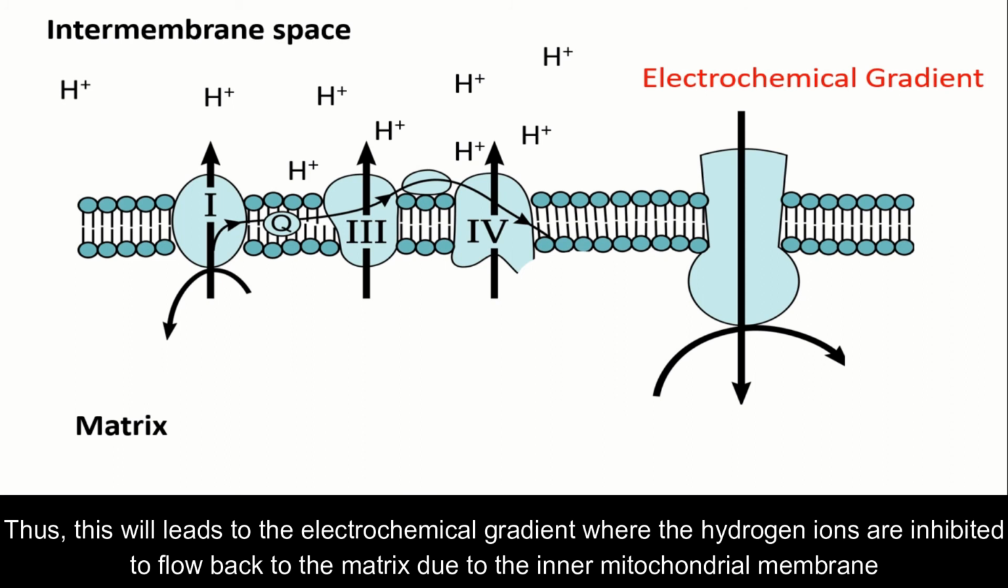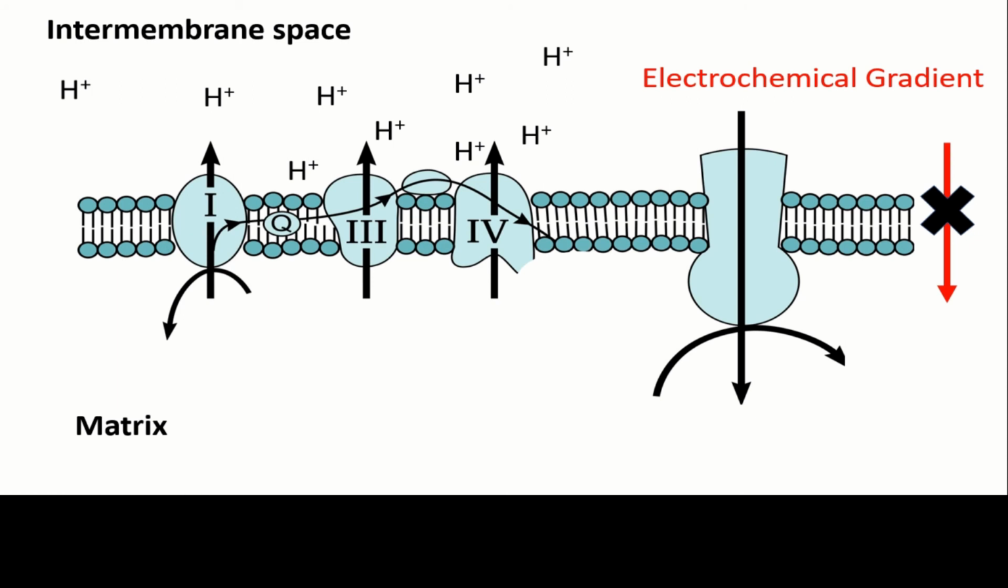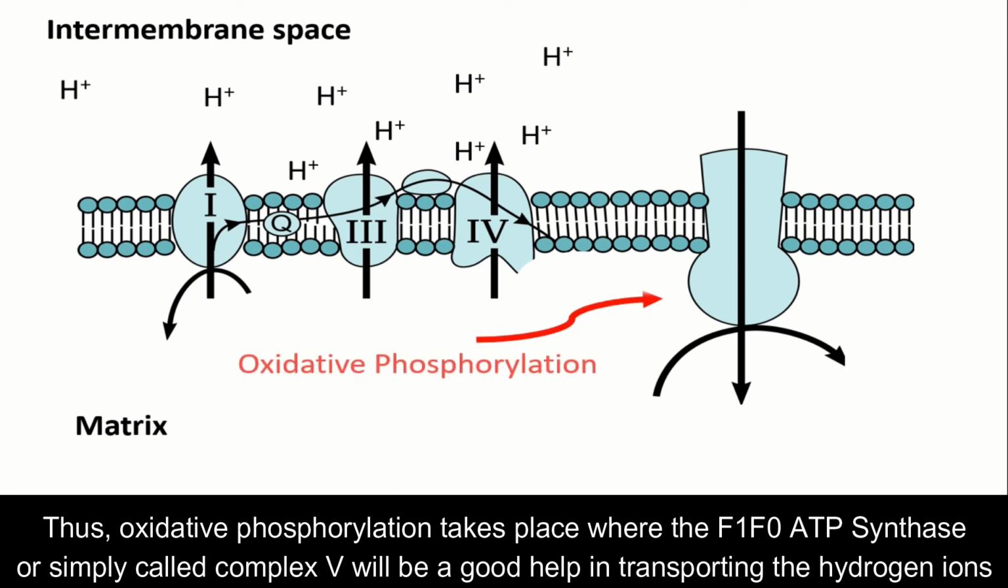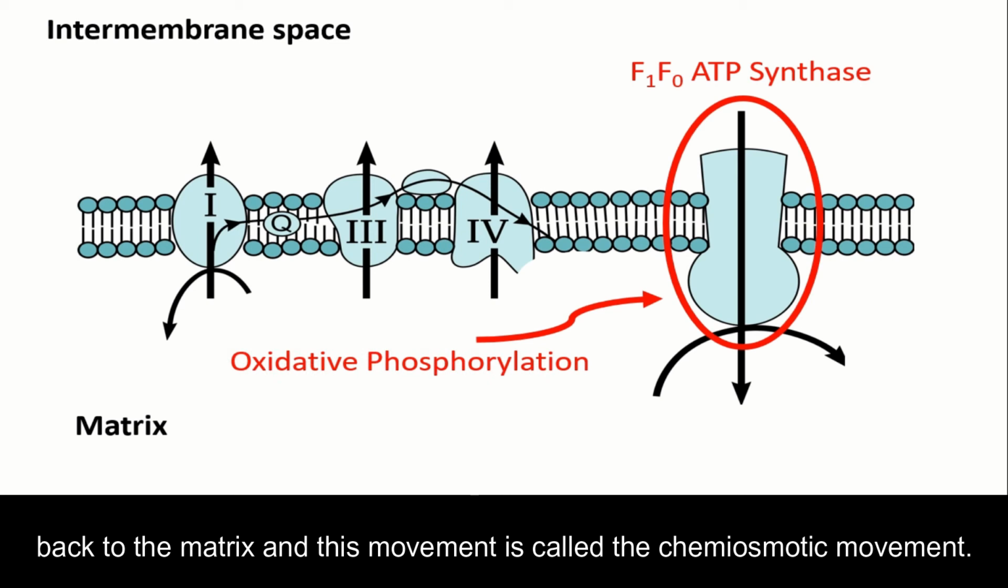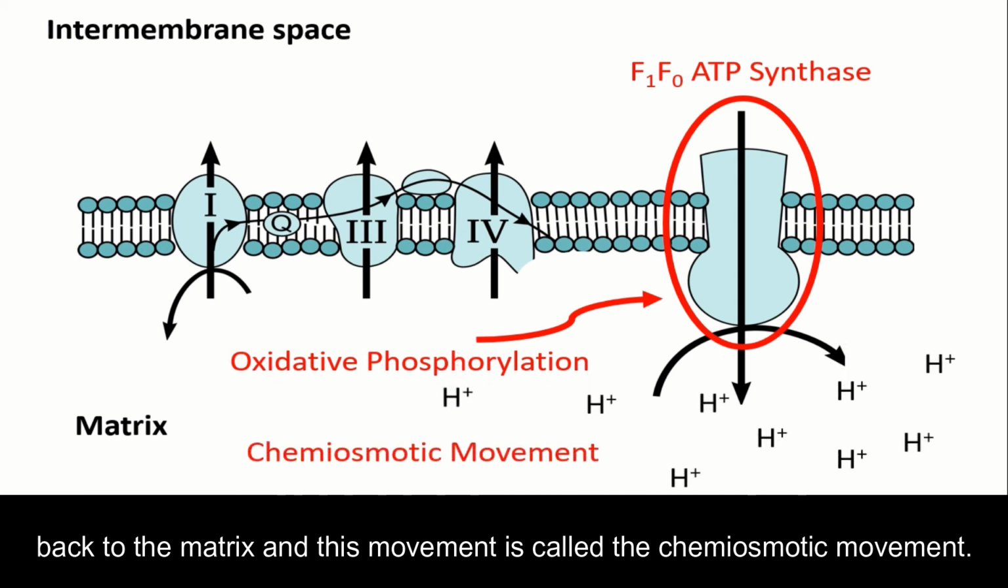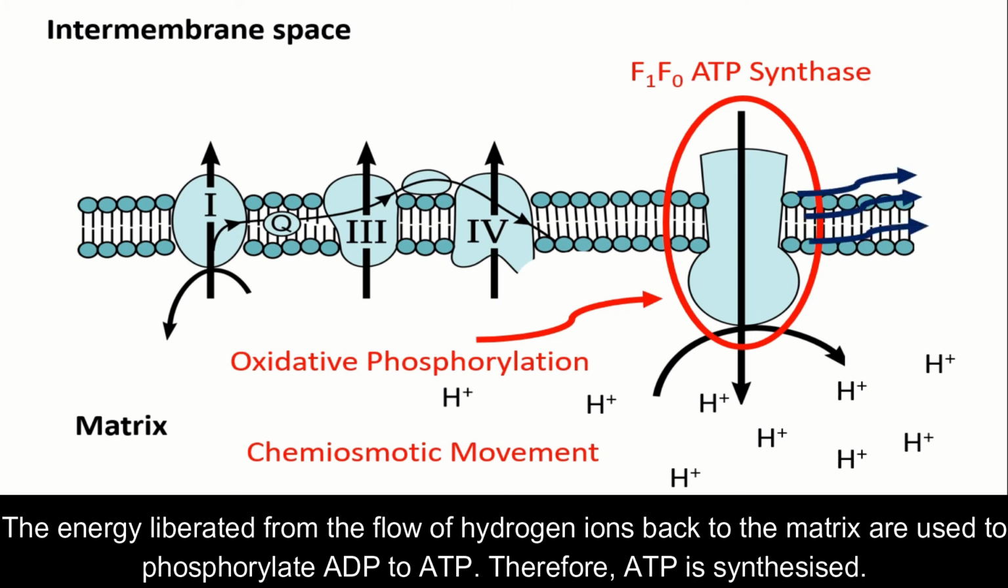Thus, this will lead to the electrochemical gradient, where the hydrogen ions are inhibited from flowing back to the matrix due to the inner mitochondrial membrane, which is non-permeable to ions. Thus, oxidative phosphorylation takes place, where the F1FO ATP synthase, or simply called complex 5, will help in transporting the hydrogen ions back to the matrix, and this movement is called chemiosmosis. The energy liberated from the flow of hydrogen ions back to the matrix is used to phosphorylate ADP to ATP. Therefore, ATP is synthesized.